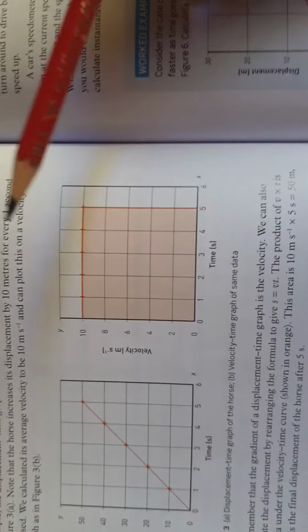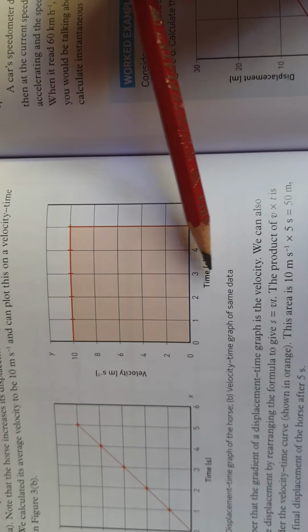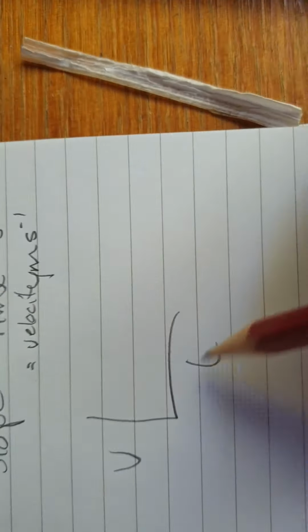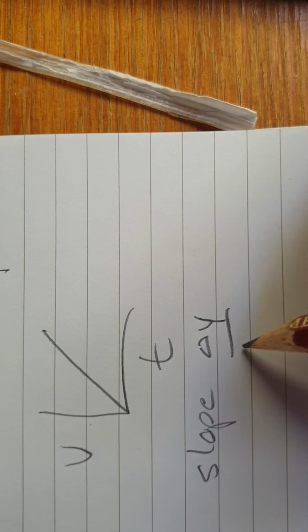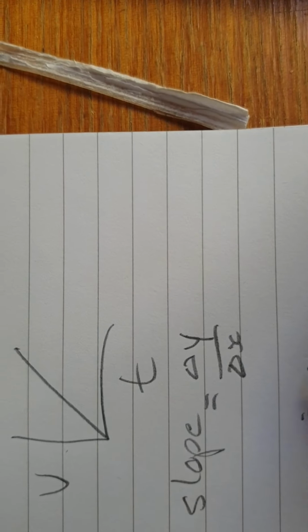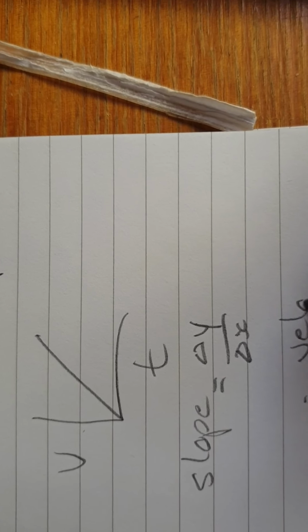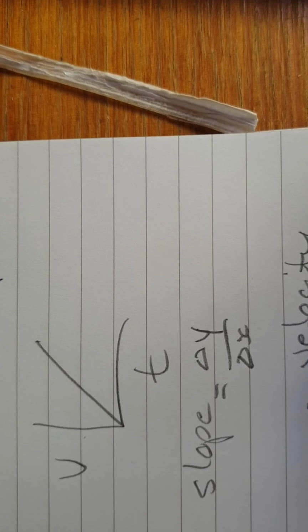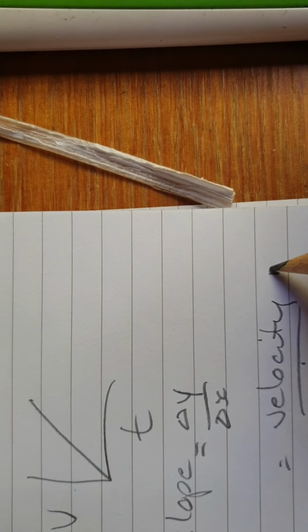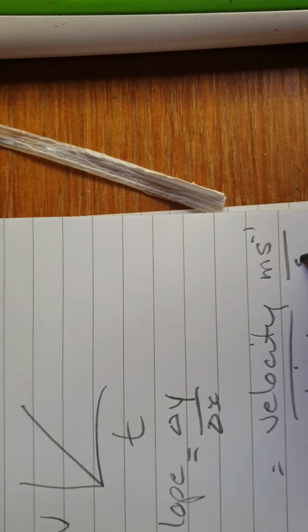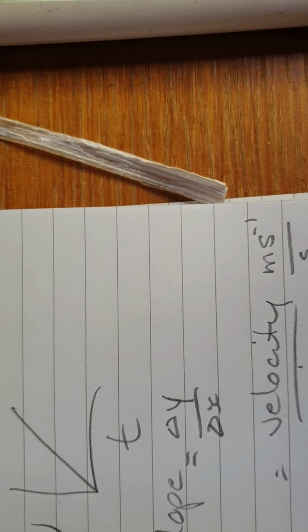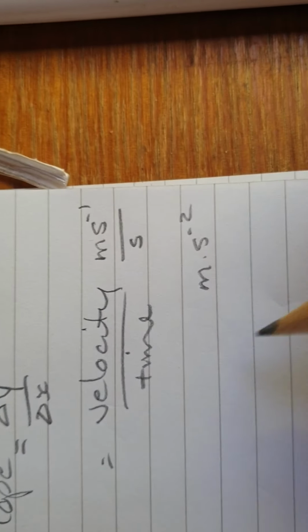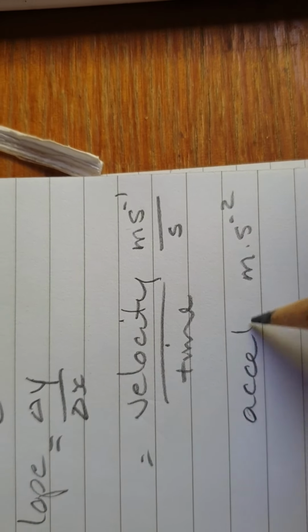All right, there's a little trick if you have a velocity time graph. If we look at a velocity time graph, velocity time, the slope is going to be the change in y over the change in x, which is going to be the velocity divided by the time. So that's meters per second divided by seconds again, meters per second squared, which is acceleration.